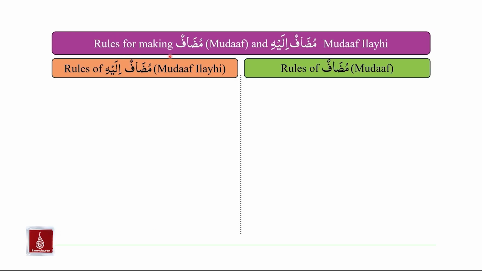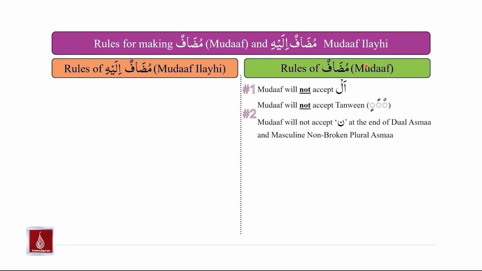There are rules that apply to mudaf and there are rules that apply to mudaf ilay. Let us look at the rules for mudaf. There are two basic rules for mudaf. Number one, mudaf will not accept al. We will not see al on mudaf. Second, mudaf will not accept tanween. We will not see double pesh, double zabar, double zair on mudaf. Also, mudaf will not accept noon at the end of dual asma and masculine non-broken plural asma.